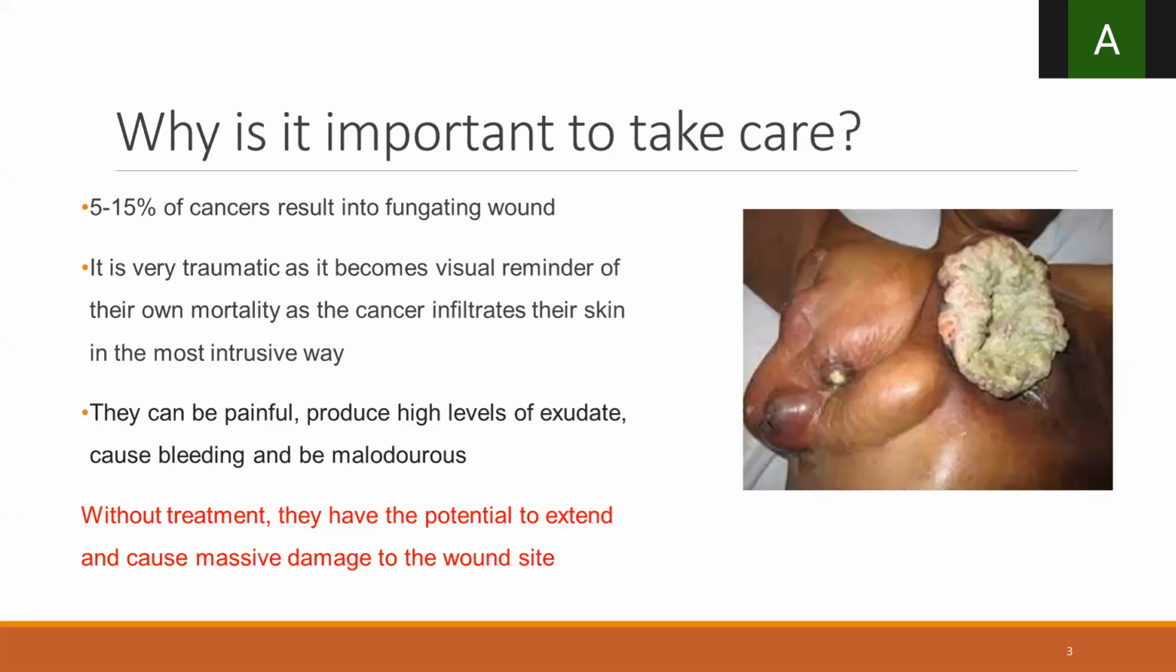Many a time, it is observed that patients belonging to a lower socioeconomic condition and staying in poor hygienic conditions mainly land up with this type of wound complication, because they lack proper care and treatment, and also the hygiene, plus the environmental conditions. So providing comfort to the patient becomes our prime objective in palliative care. Next slide, please.